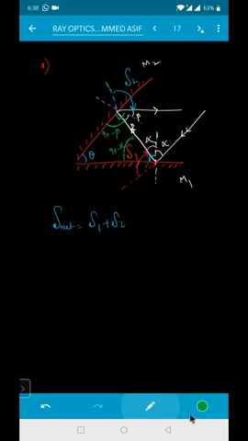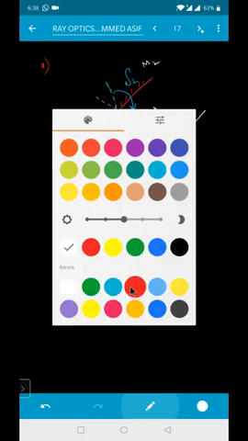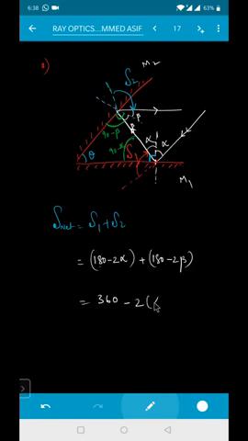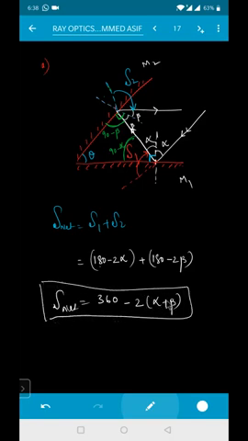Agreed? Yes, sir. Now delta net will be equal to, so delta 1 value I got. Delta 1 will be equal to how much, beta? 180 minus 2 times the angle of incidence, that is alpha, plus this one is 180 minus 2 times beta. So this will become 180 plus 180, that is 360 minus 2 times (alpha plus beta). So this will be your delta net. Delta net is equal to 360 minus 2 times (alpha plus beta).